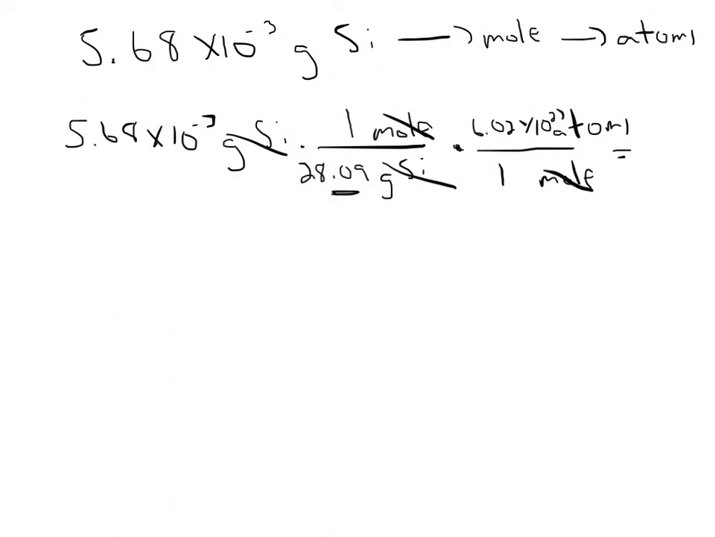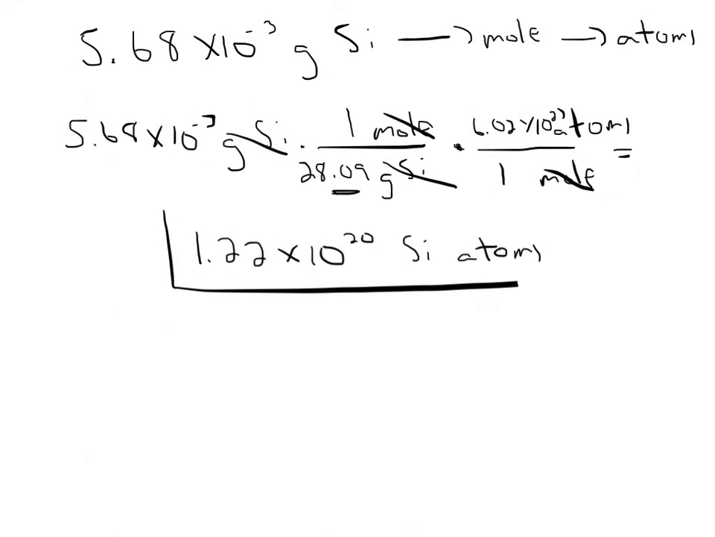We can now multiply the 5.68 times 1 times 6.02 times 10 to the 23rd. That answer divided by 28.09 gives us our final answer of 1.22 times 10 to the 20th silicon atoms. And there you go. So you're ready to do some on your own.